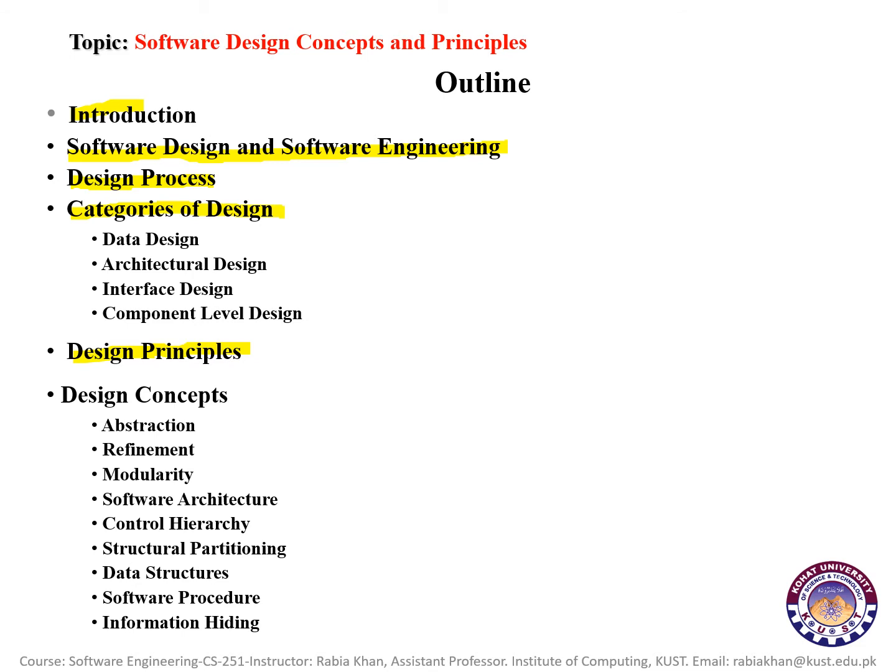And at the end, we'll be discussing different concepts related to software design that include abstraction. What is abstraction? We'll look at it in detail when we discuss this topic. Then refinement, modularity, software architecture, control hierarchy, structural partitioning, data structures, software procedures, and information hiding. These are the different concepts within software design that we'll be discussing in detail. So this is the outline for this chapter, the points that we are going to discuss in the coming lectures within this chapter.